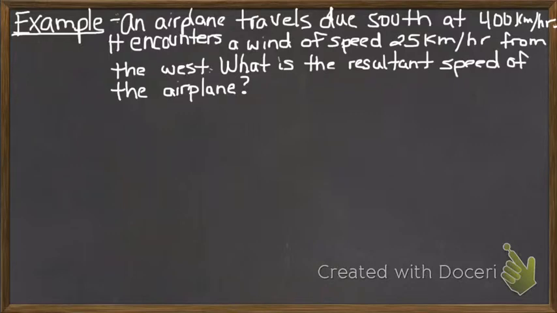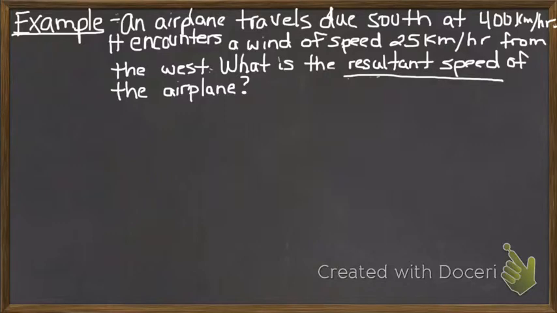Now, when you see this phrase used, what is the resultant speed of the plane? Basically, what it's asking is, how fast is the plane actually going if we take into consideration the fact that there is this wind that's approaching from the west at a speed of 25 kilometers an hour? We're going to use vectors to represent this scenario.